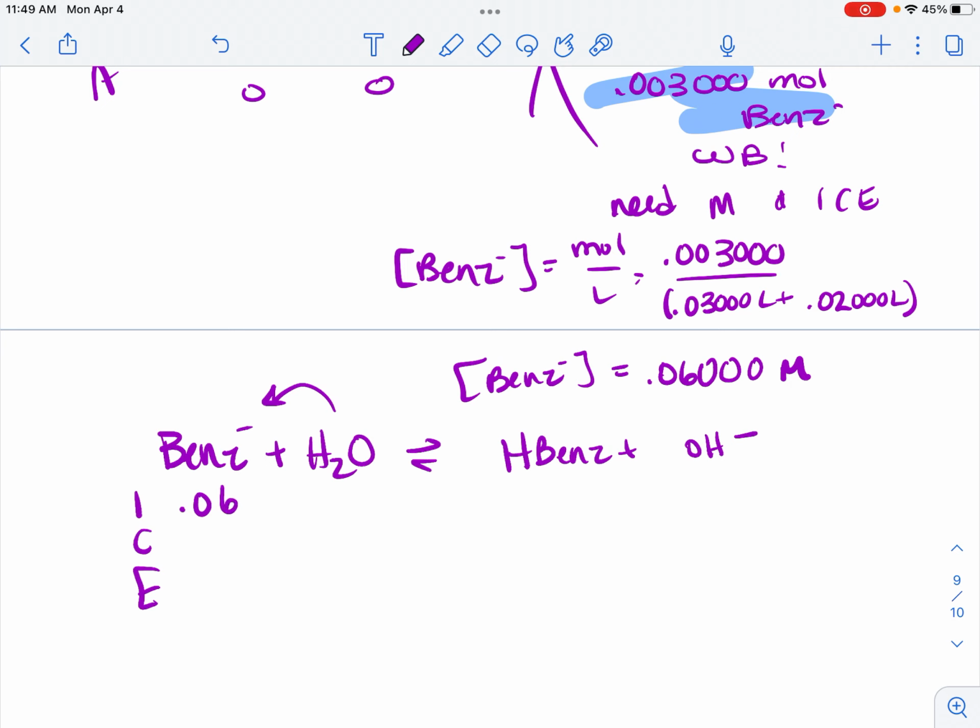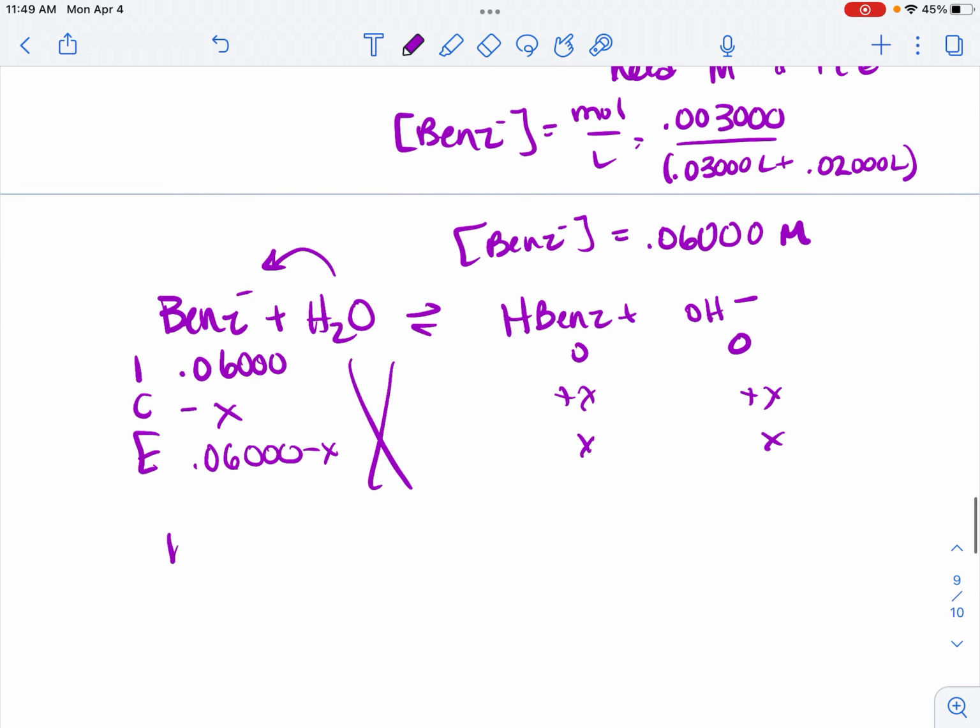So this will be 0.06000. The water I don't care about. We're going to see what it does. Minus x, plus x, plus x. 0.06000 minus x, x, and x. And now I need to set it equal to Kb, which will be x squared over 0.06000 minus x.